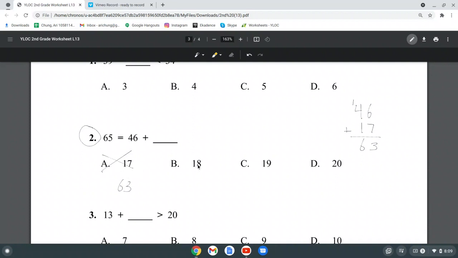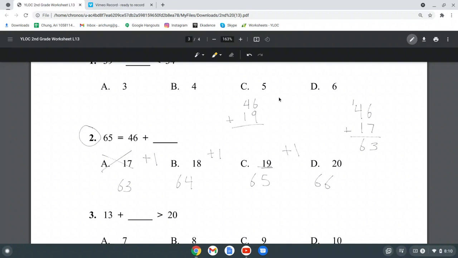And the next option is 18, and then the next is 19 and 20. Since there's a pattern of it going up by 1, then it's most likely that since this was 63, B would be 64, C would be 65, and D would be 66. Since that is what I think, I will try this out and see if it works. 46 plus 19.